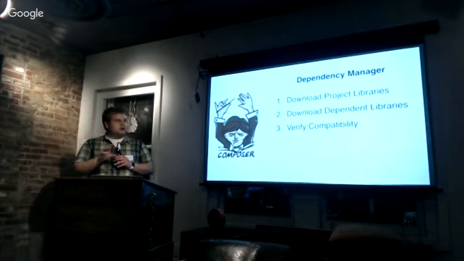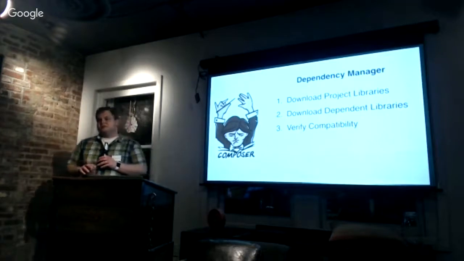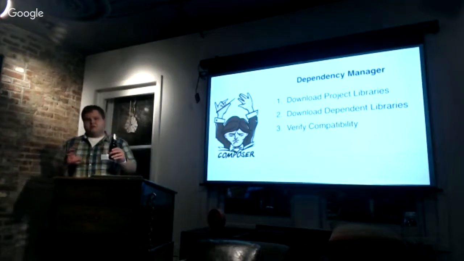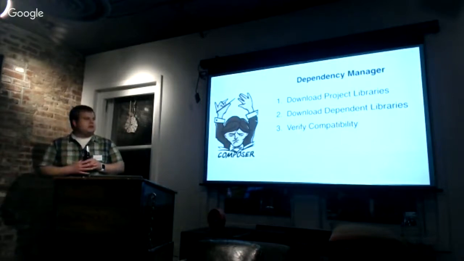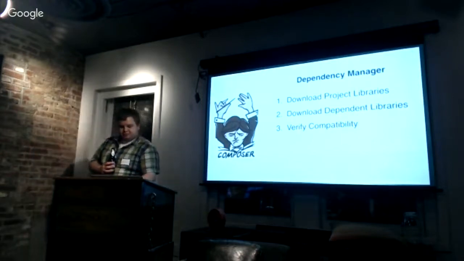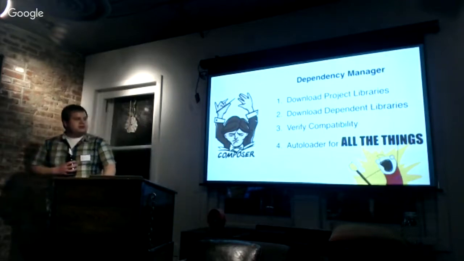So when you see online open source packages, you'll see they have in their Composer JSON file a description of what dependencies they need, and it's all based on versions. So one version, it'll say we require version 2 of this other dependency. You'll see how it verifies compatibility later. And the fourth thing it does, it creates an autoloader for all of those dependencies.